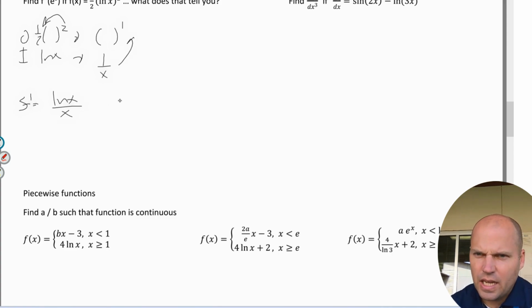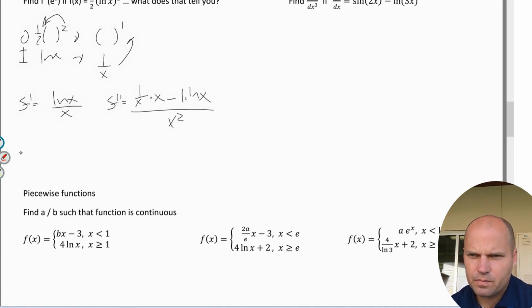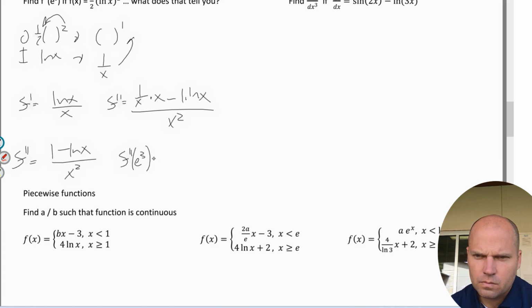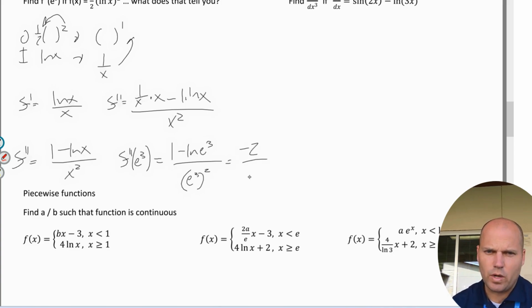Now if I were to take that derivative and get the slopes of my slopes, get the slopes of the top times the bottom, minus the slopes of the bottom times the top, all over the bottom squared. That's 1 minus log x over x squared. We've done that one before. And if I plug in e cubed, what happens? I get 1 minus 3, which is -2. E cubed squared is e to the 6th.